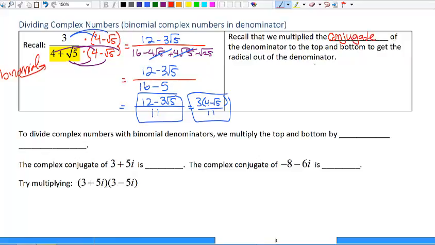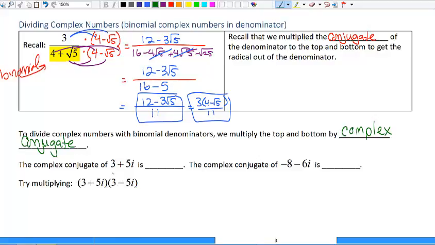So recall that when we multiplied the conjugate of the denominator to the top and the bottom, we got the radical out of the denominator. That is exactly what we just did in that previous problem. Now, this isn't a type of problem for this section, but it does relate to the complex numbers. Now, in order to divide complex numbers with binomial denominators, we are going to multiply the top and the bottom again by the complex conjugate this time.